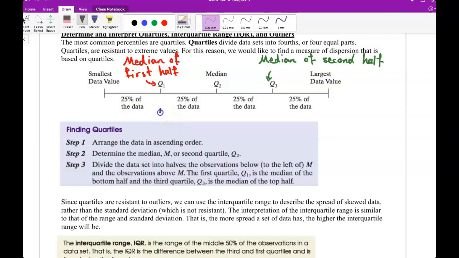And this part is starting from that line up to this point. This is inner quartile range.